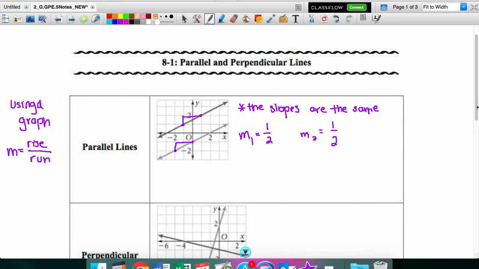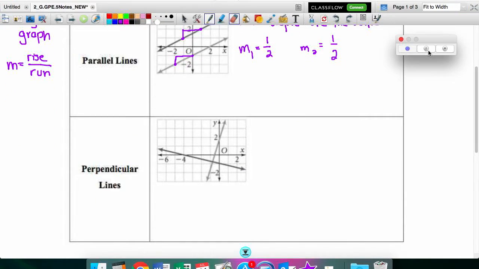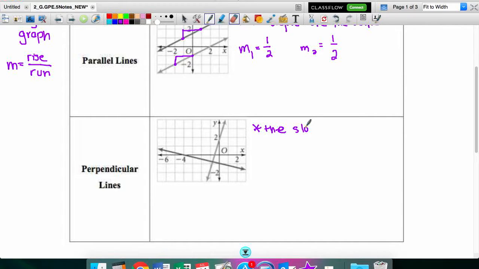Let's talk about perpendicular lines. For perpendicular lines, the slopes are opposite reciprocals. Once again, let's write this down. Opposite reciprocals are slopes which are flipped and opposite in sign.